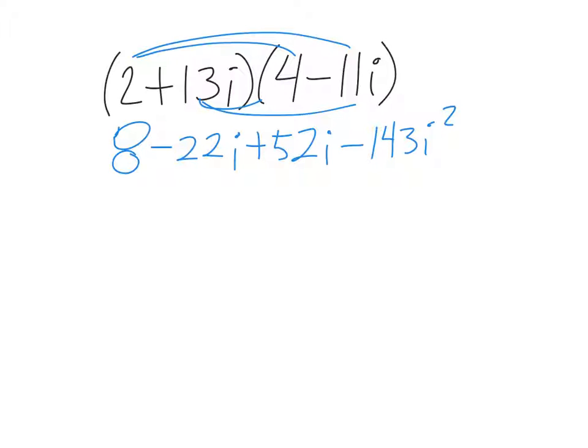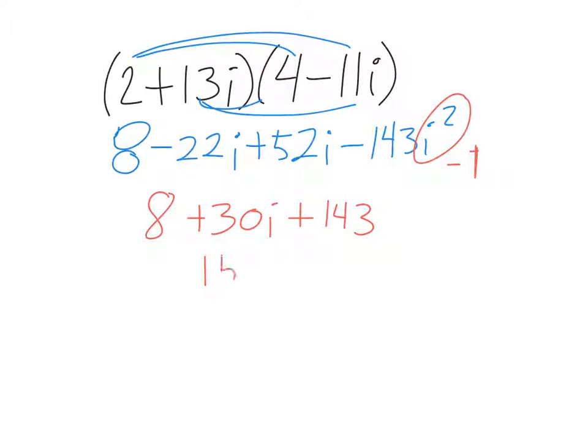When we combine these things, we get 8 plus 30i. That's going to be plus 143 because i squared we know is really negative 1 in disguise. So we get 151 plus 30i as our answer.